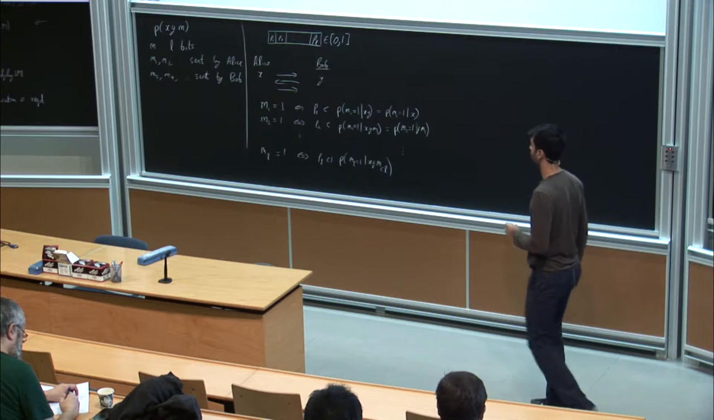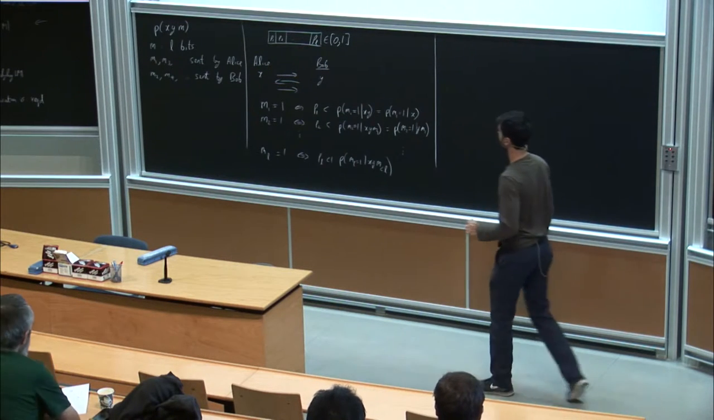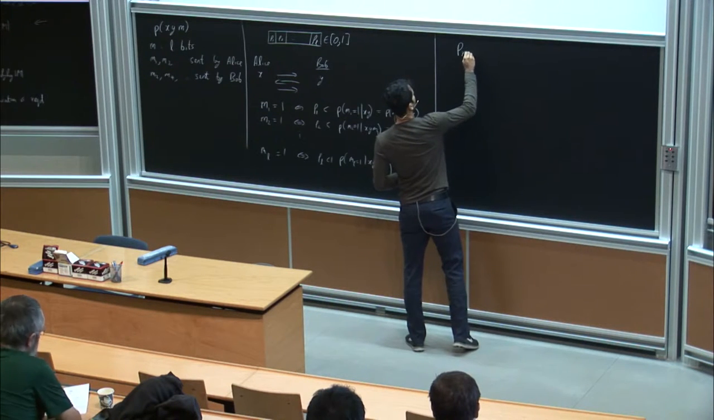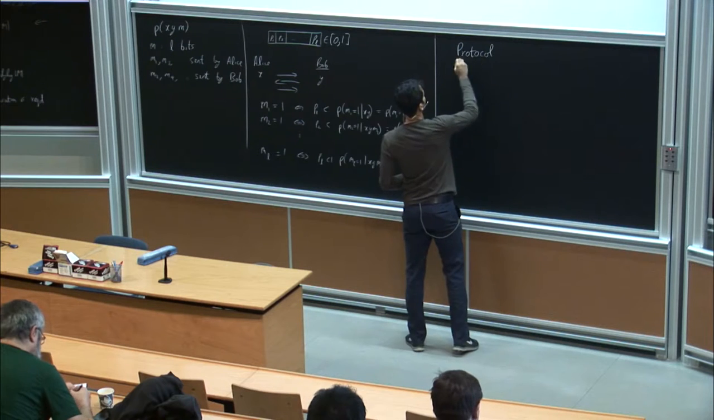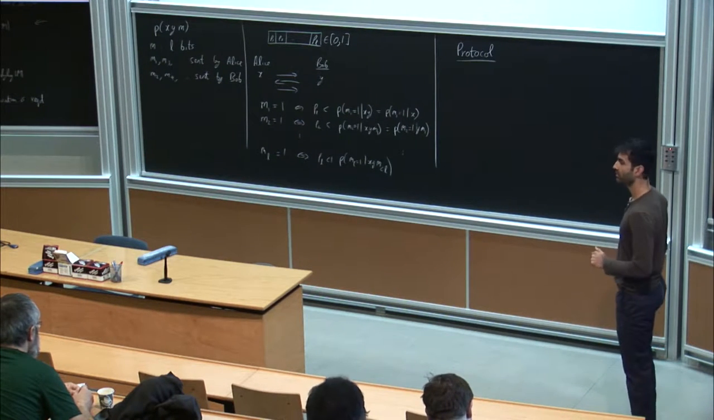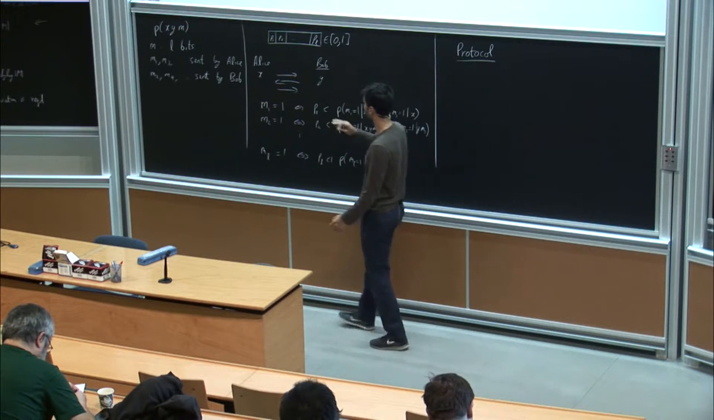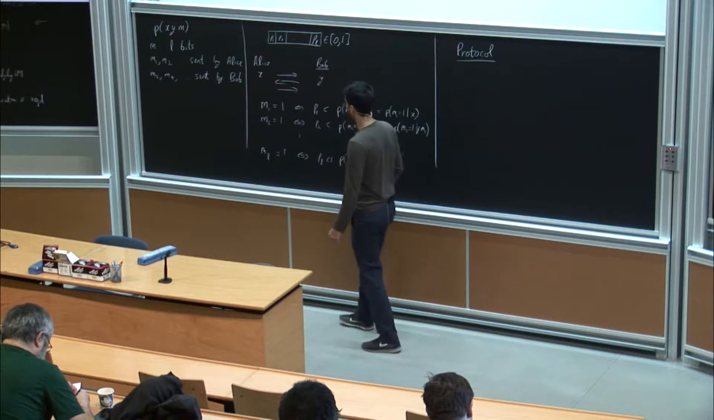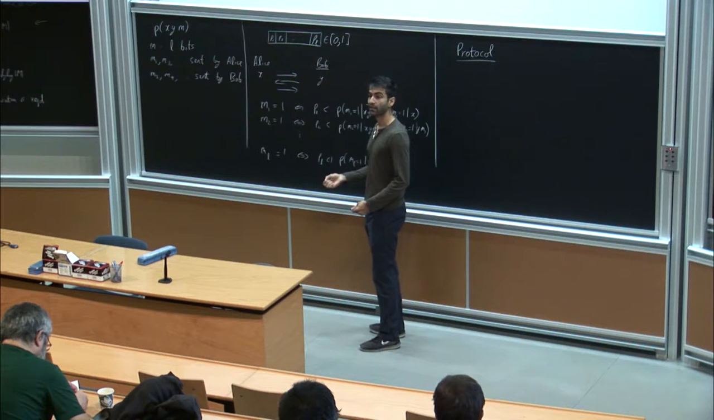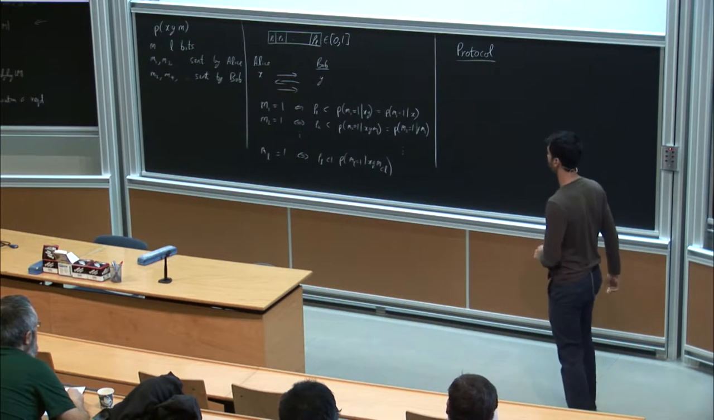Now I'm going to tell you the actual protocol for how to sample this. So the protocol will look like this. So far I haven't told you how a protocol works, I've just told you what we're aiming to sample. And we've proved that it has the right distribution. Now we just need to figure out how to sample it using low communication. Okay. So this is what we'll do.